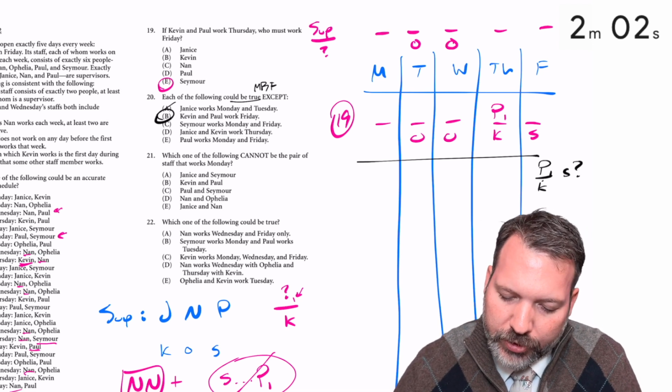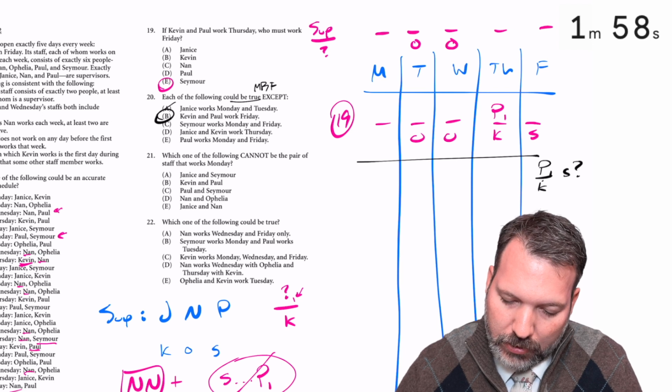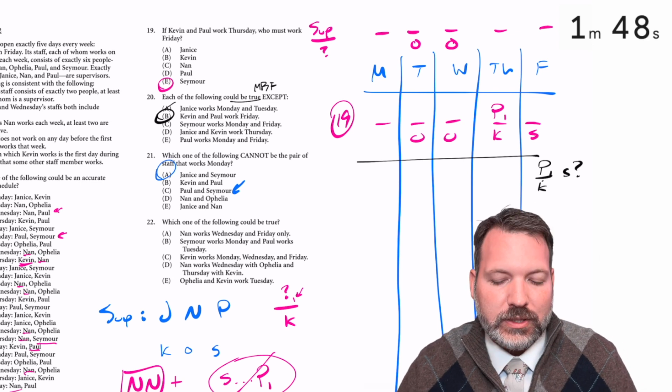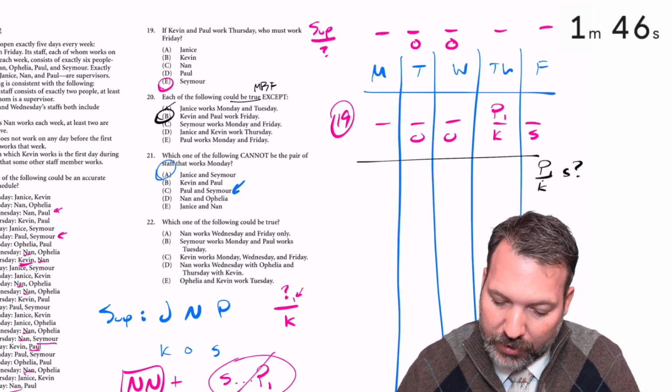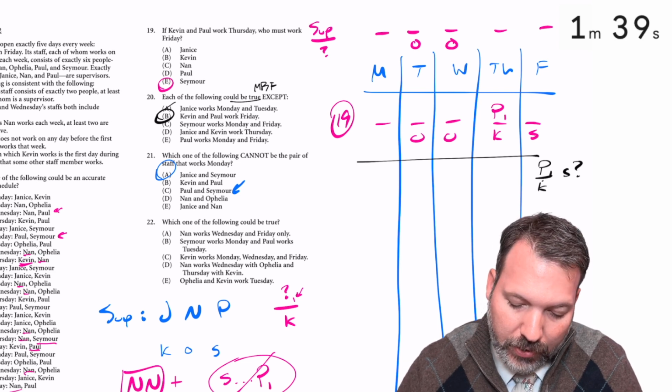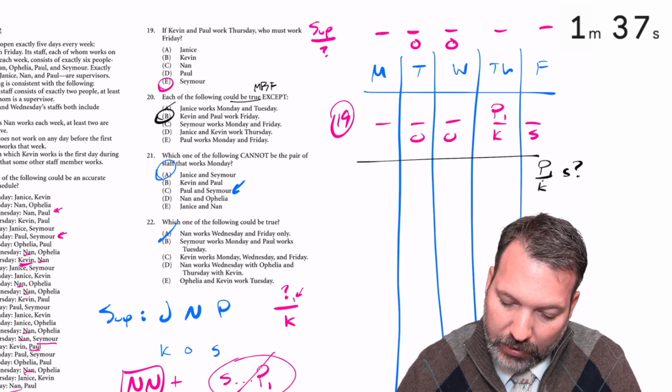Number 21, which one of the following cannot be the pair of staff that works Monday? The big thing is like Seymour, right? Seymour could definitely go with Paul, but can't go with someone else because then he's before Paul's first day. So 21 is A. And 22, which one of the following could be true? Nan works Wednesday and Friday only? No, because then she never is back-to-back.